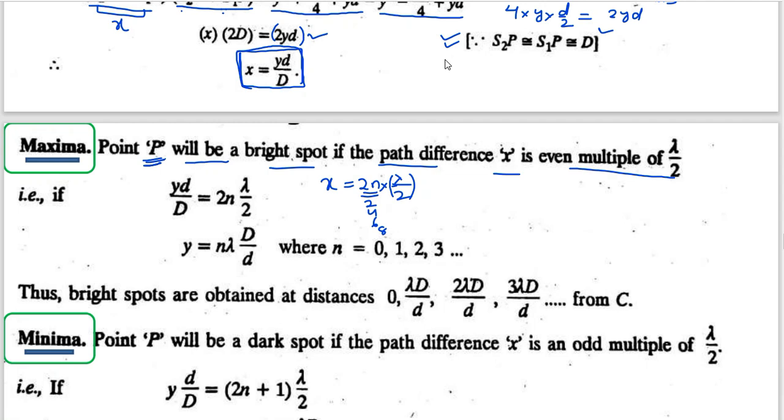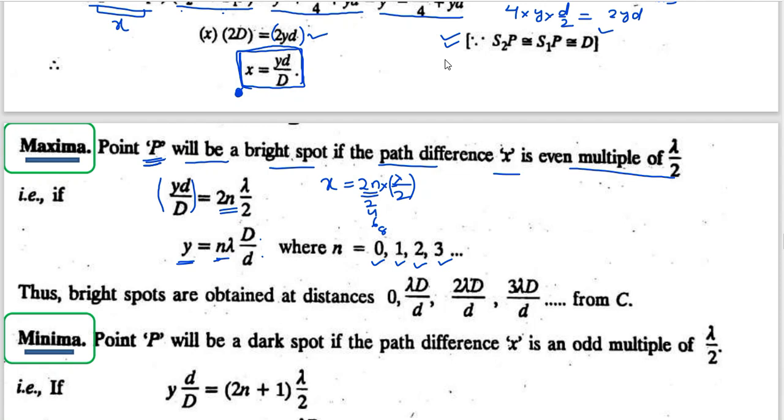So what is the path difference? The path difference is y into small d by capital D. Here y into small d by capital D is equal to an even multiple of lambda by 2, that is y equals n lambda D by d. What is n? n can be 0, 1, 2, 3. By solving this we get y equal to n lambda into capital D by small d.